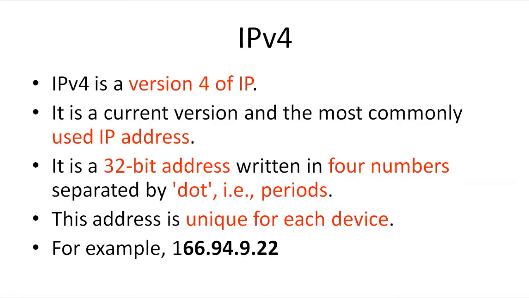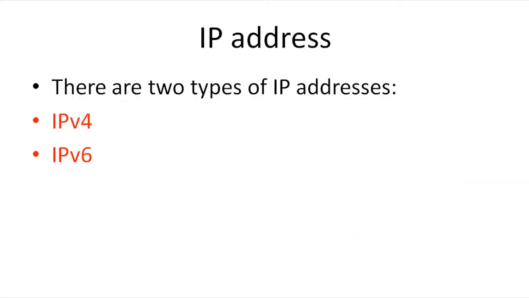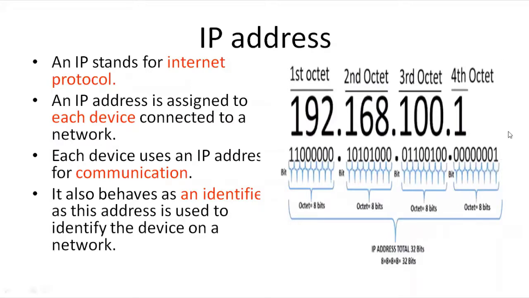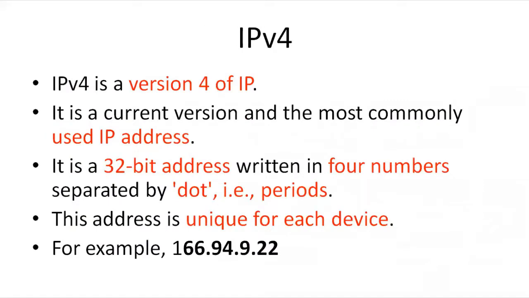This particular IP version 4 uses an IP address format. What is the IP address format here? The format of the IP address appears like this: 192.168.100.1. This IP address is divided into four octets. The first octet has 8 bits of data, the second octet has another 8 bits, and like that, each has 8 bits of data. This is a 32-bit address written in four octets.